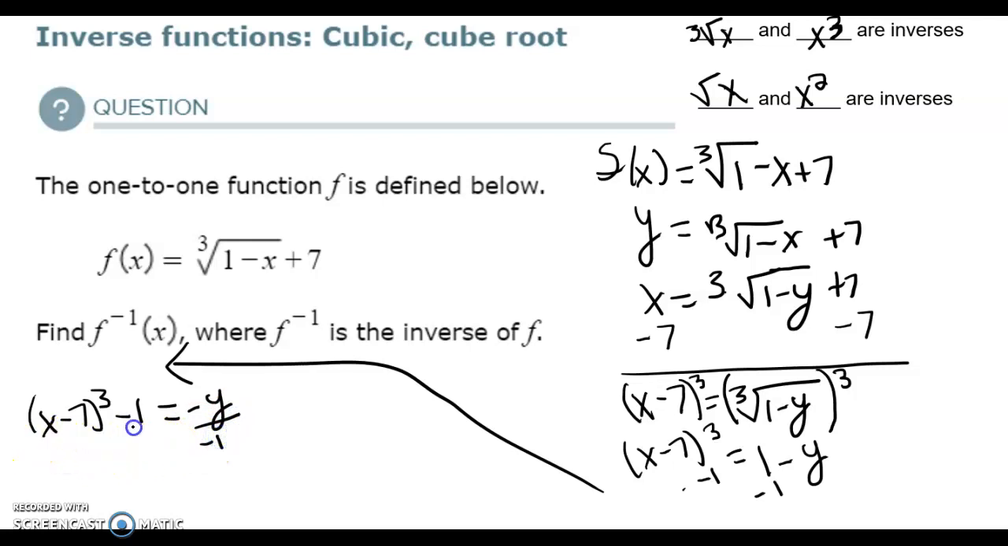So I'm going to divide everything by a negative 1. I get negative x minus 7 cubed plus 1 equals my inverse of x, or my inverse of f.